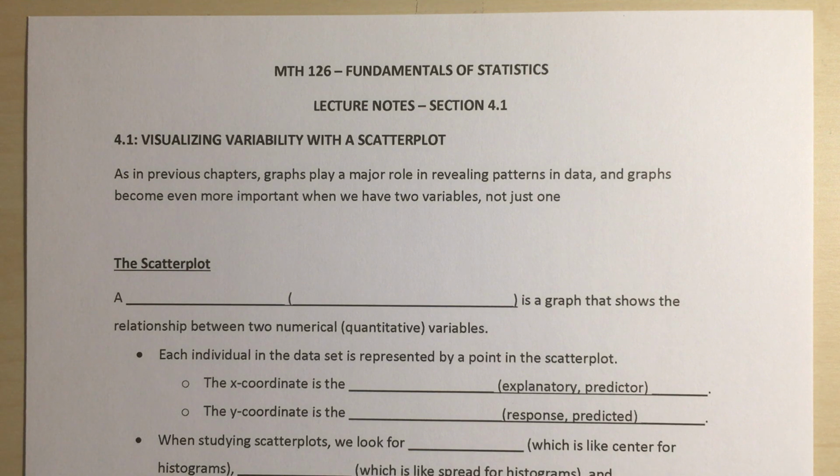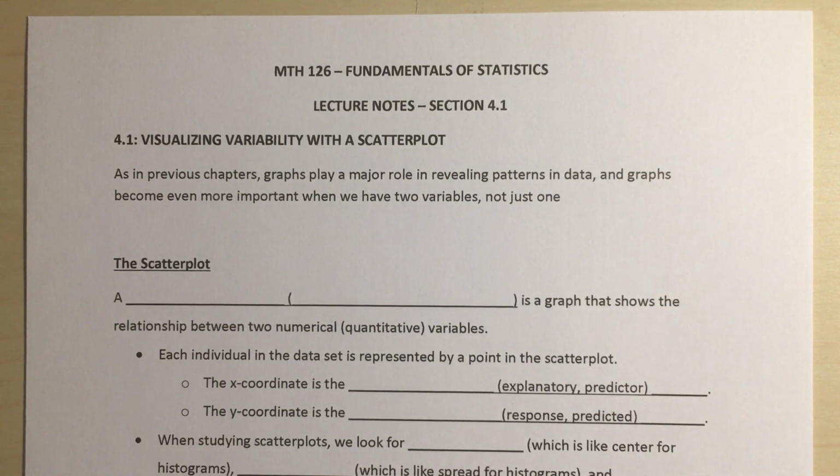But obviously, we're not going to just be using numbers and ordered pairs. We're going to be doing a statistical representation of these lines. So what we're going to start with in this first section, section 4.1, is talking about scatterplots. As in previous chapters, graphs play a major role in revealing patterns in data, and graphs become even more important when we have two variables, not just one. Thinking about graphing, we're thinking about an x-axis and a y-axis, and in this case we're going to be comparing two different variables.